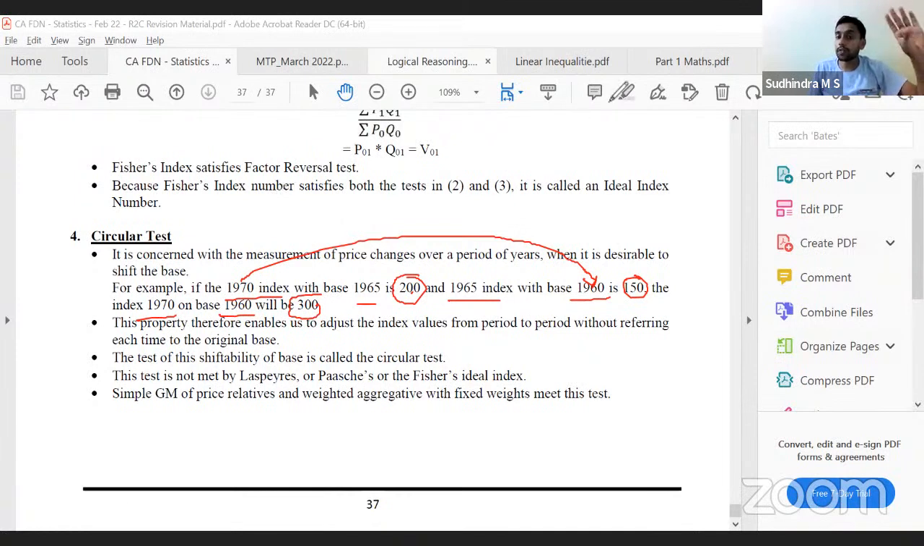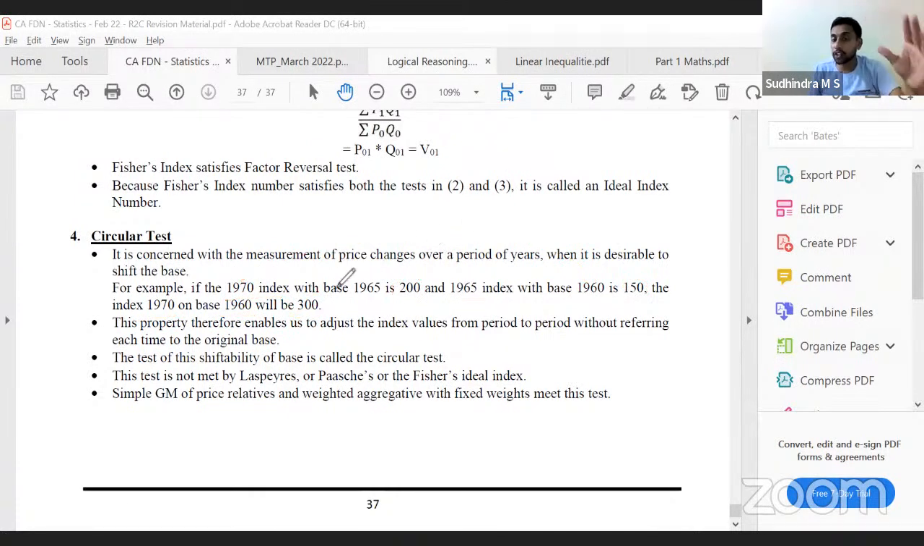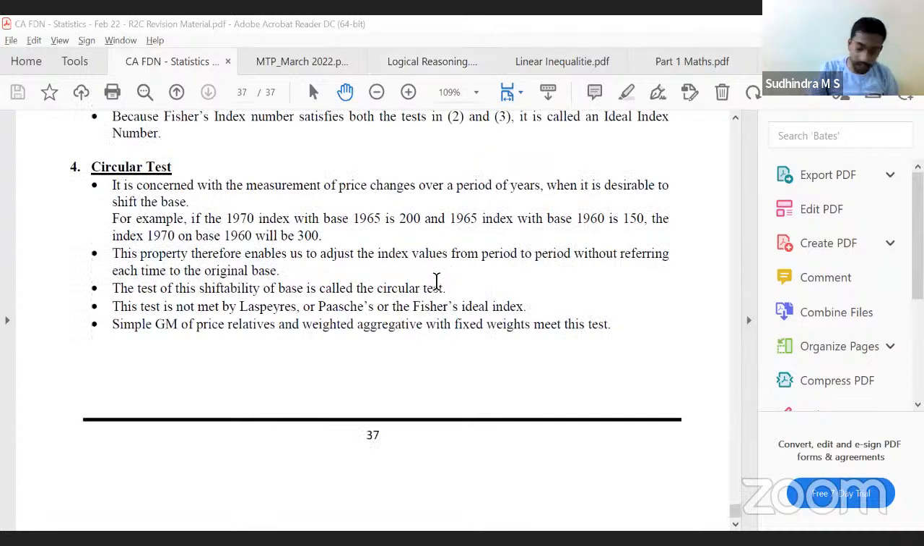None of those 3 index numbers, including Fisher index number, satisfies this. However, the simple arithmetic mean of price relatives, that is summation P1 by P0 divided by N, doesn't satisfy. Geometric mean of price relatives satisfies, and the weighted aggregate method with fixed weights satisfies the circular test.